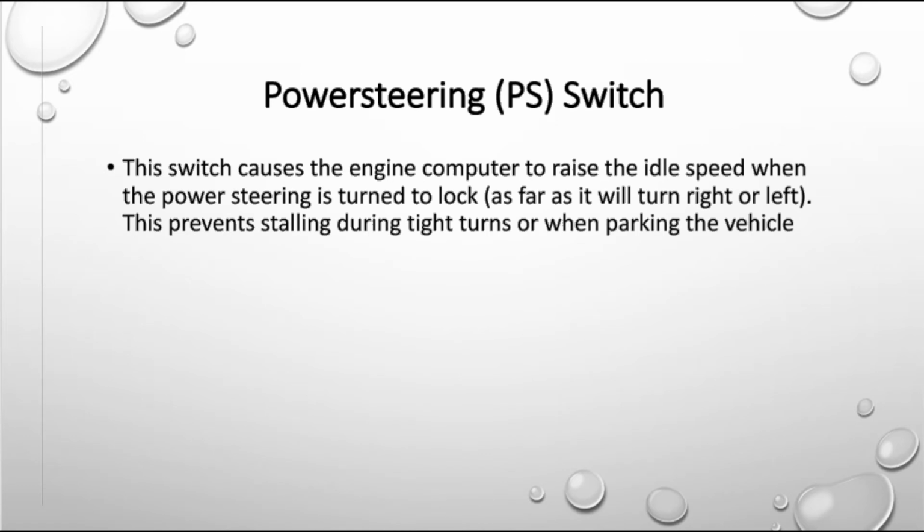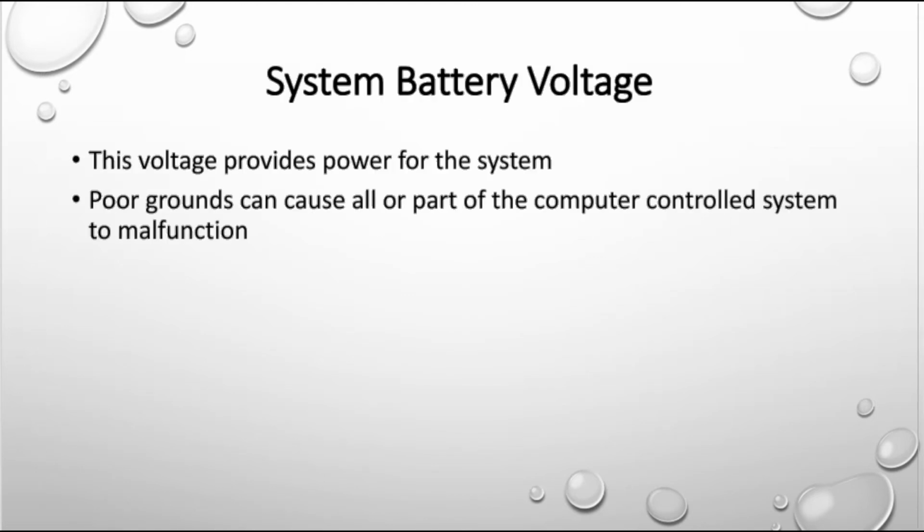Power steering switch or PS switch. This switch causes the engine computer to raise the idle speed when the power steering is turned to lock, as far as it will turn right or left. This prevents stalling during tight turns or when parking the vehicle. System battery voltage. This voltage provides power for the system. Poor grounds can cause all or parts of the computer-controlled system to malfunction.